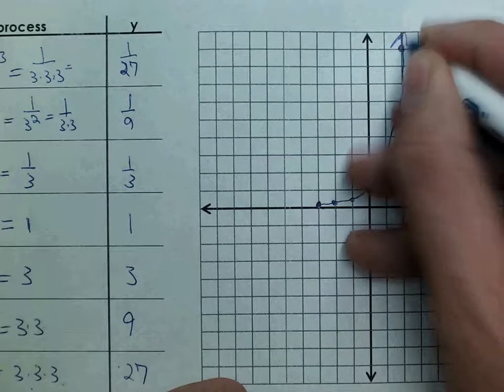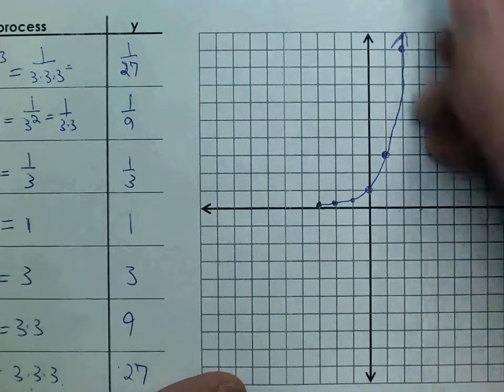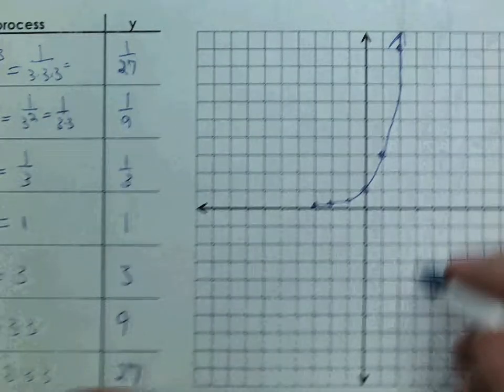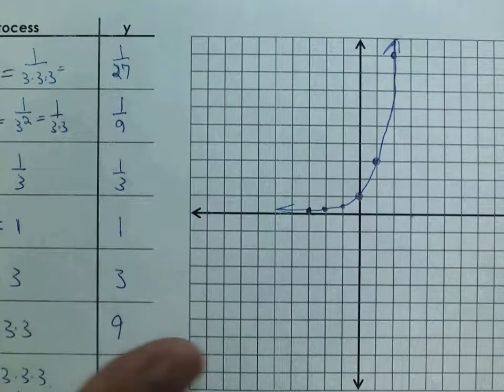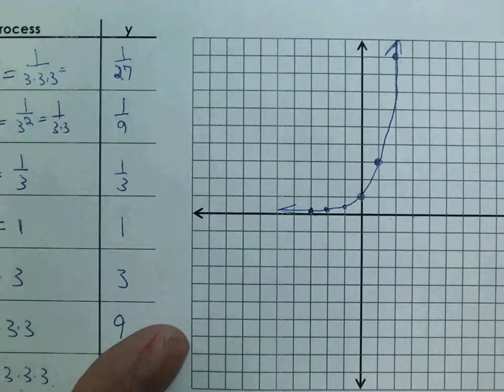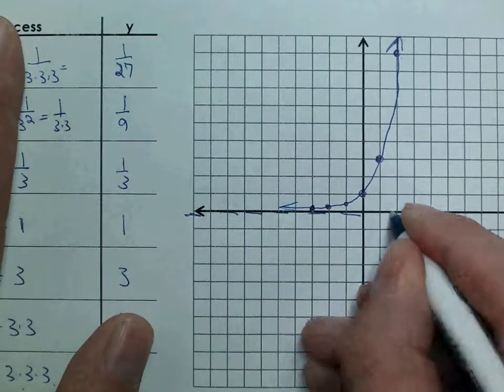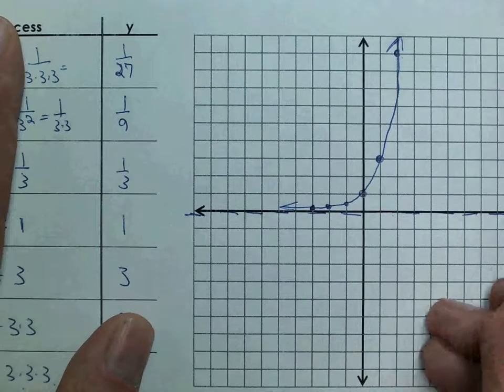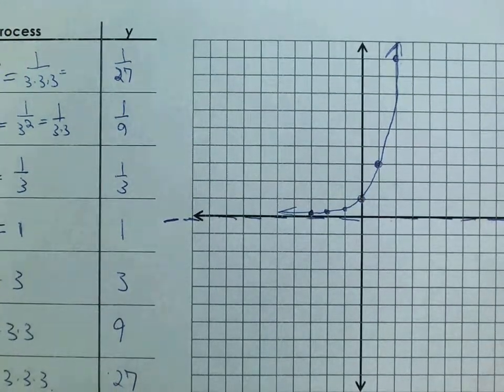They grow very quickly. Notice it's not going straight up here. It's still going to the right. At 3, it'll be all the way up to 27. It's just getting very steep. Over here, there's an asymptote at y equals 0. So it's nice to put in a dashed line there. It's kind of hard to see because it's on the x-axis, but this kind of shows that there is an asymptote at y equals 0.